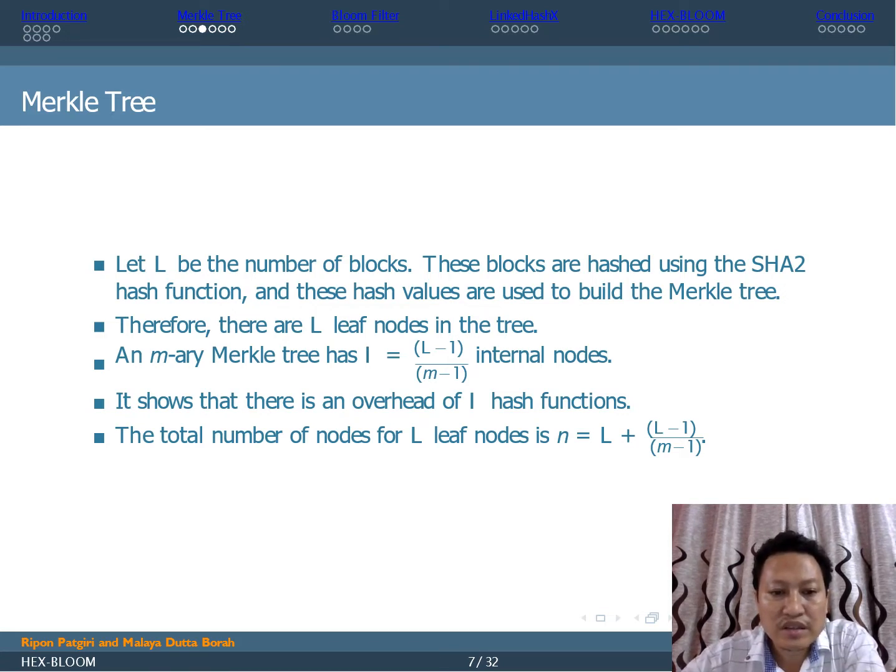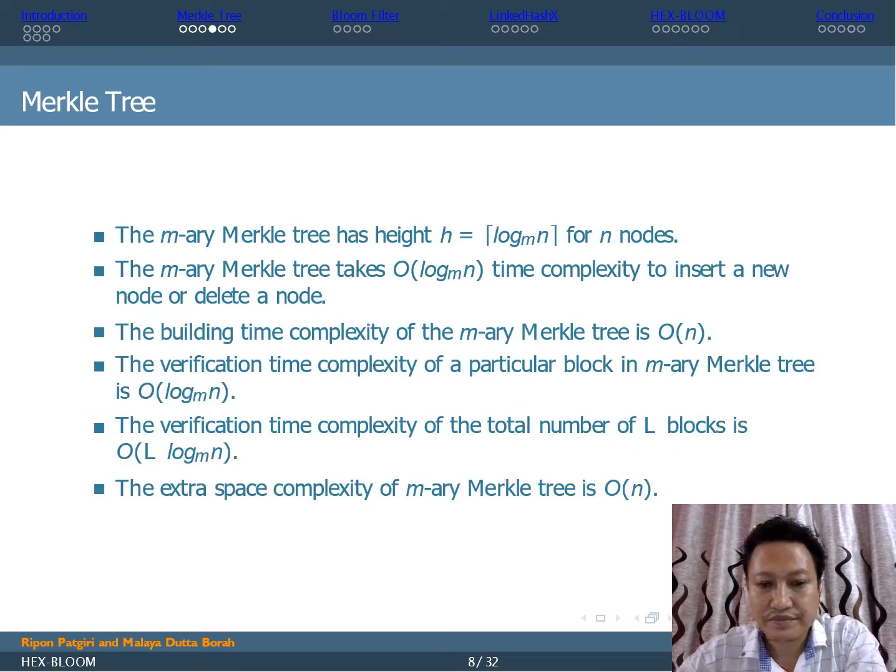Therefore, an M-array Merkle tree has I internal nodes. It shows that there is an overhead of I hash function computations. The total number of nodes for L leaf nodes is n. An M-array Merkle tree has height h for n nodes.